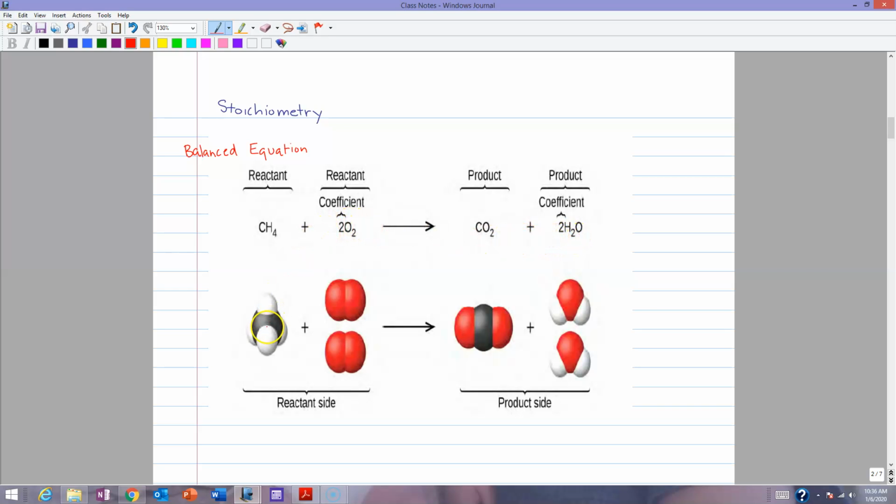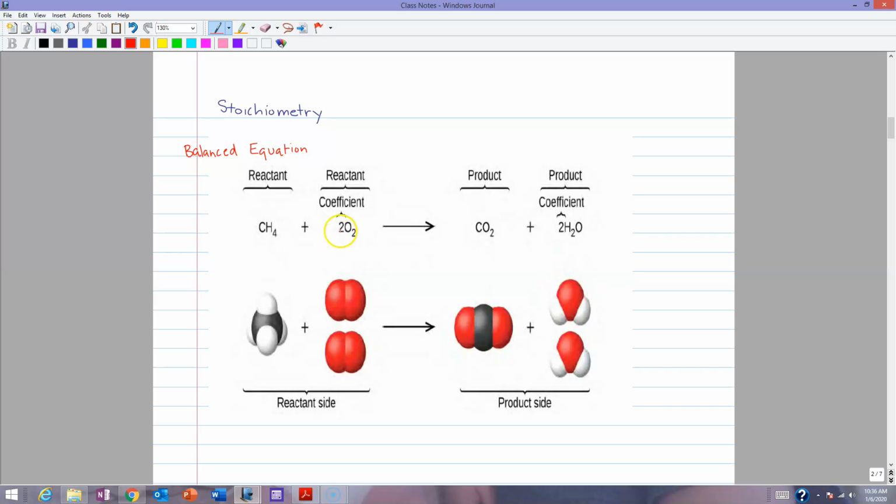Now, if I start with one methane and one oxygen, and I produce one carbon dioxide and one water, that's not going to obey the law of conservation of mass. So I have to balance my equation. We've talked about this before.